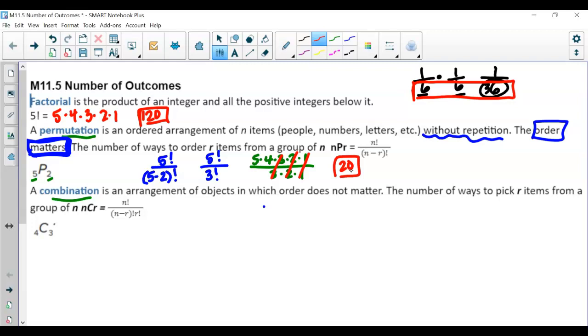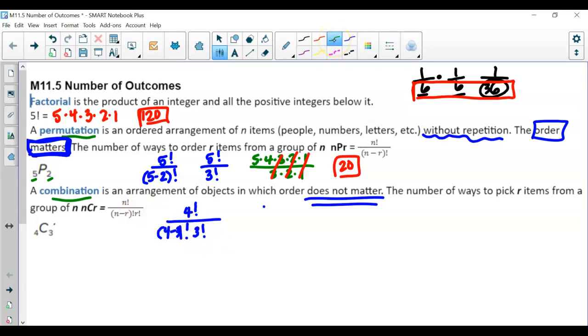Versus the combination, the order does not matter. So it's not specific. You're just making the groups. So that is a combination. How many combinations can we make where order doesn't matter? So here, this would be 4 factorial, because that's your total number of items, over, again, subtract, 4 minus 3 factorial. But then we're going to multiply that by 3 factorial, the number in each group.